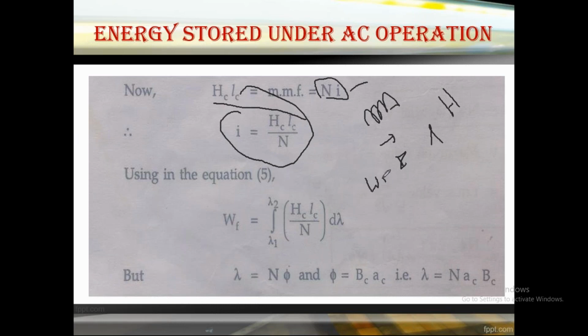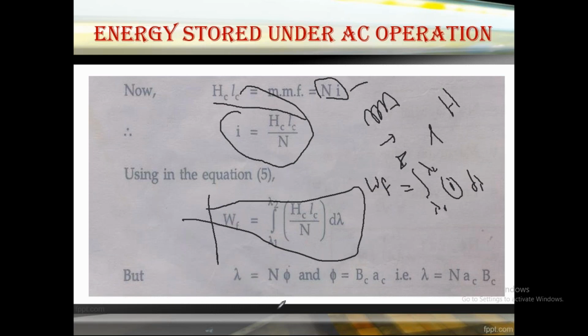The previous equation we have is Wf is equal to integral of lambda 1 to lambda 2 of I d lambda. Now substitute, instead of I, this expression HC LC divided by N. Now if you substitute this you will get this one. But we have the relation with respect to the flux linkages, lambda equals N phi, and here phi is equal to B into A, where B is flux density and A is area. But flux always depends on the area and the maximum flux density. Now phi is equal to BA.